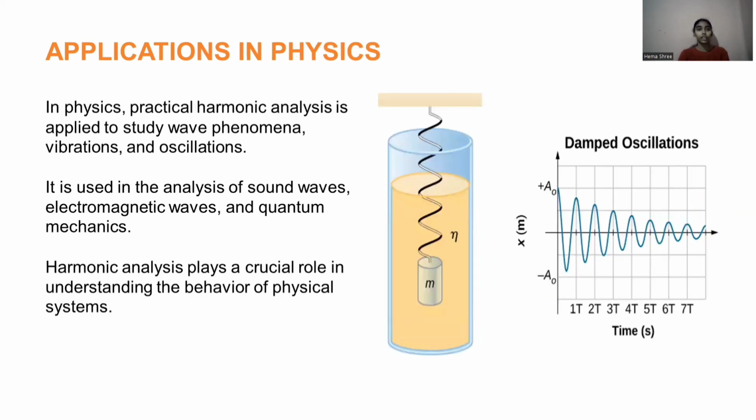Applications in physics. In physics, practical harmonic analysis is applied to study wave phenomena, vibrations, and oscillations. It is used in the analysis of sound waves, electromagnetic waves, and quantum mechanics. Harmonic analysis plays a crucial role in understanding the behavior of physical systems.